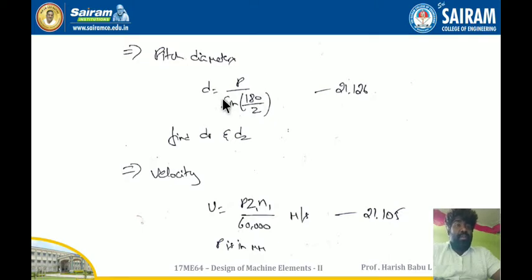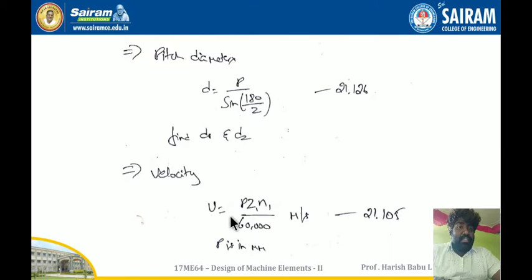So we have a formula, D is equal to P, that is pitch P, divided by sin(180/Z). So equation number 21.126. Z you can replace with Z1 and Z2 so that you can find D1 and D2, the diameter of the smaller sprocket and the diameter of the larger sprocket. Once you find the pitch diameter, go for the velocity.